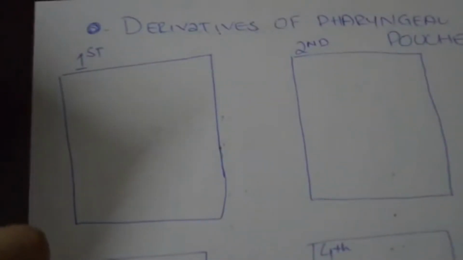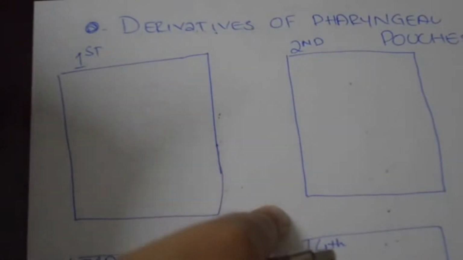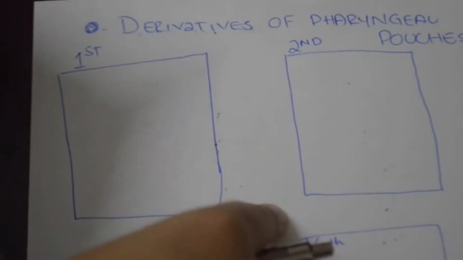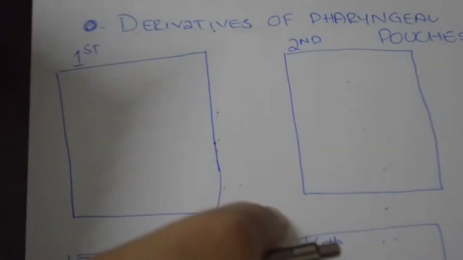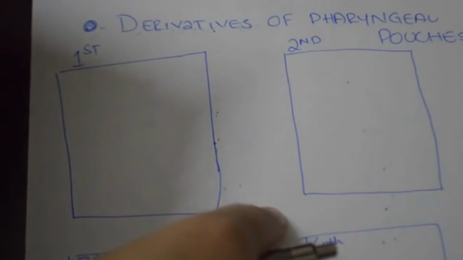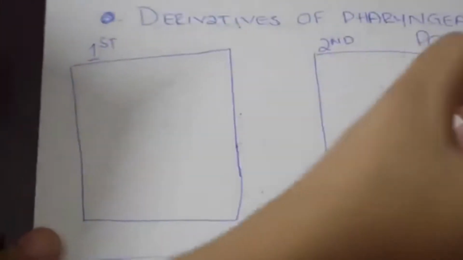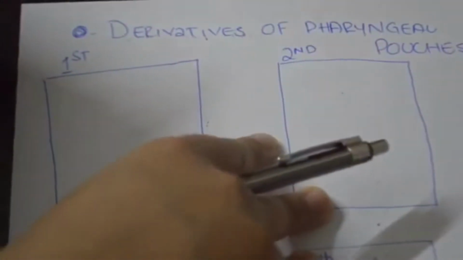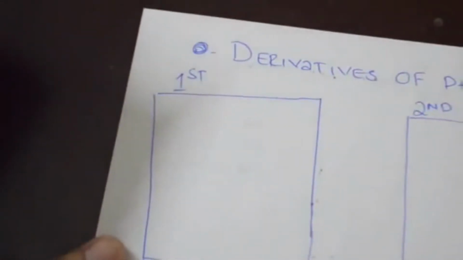Now the next important topic is the derivatives of the pharyngeal pouches. How many pharyngeal pouches do we have? The human embryo has 5 pairs of pharyngeal pouches, which are diverticula of the endodermal lining of the gut. What is more important is that questions come on the derivatives of the pharyngeal pouches, which we are discussing here. So we'll start with the first pharyngeal pouch. We have made these boxes to write them down.